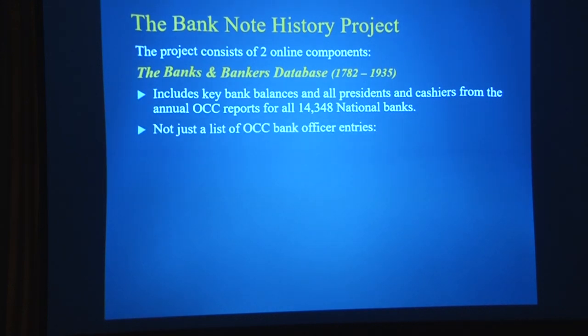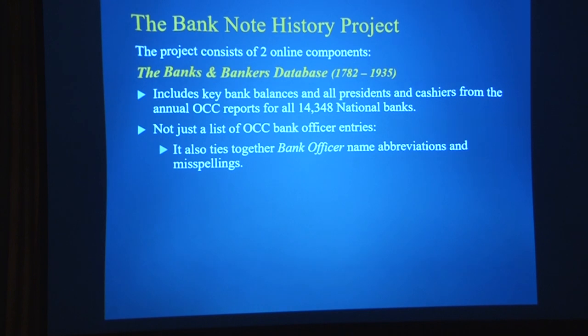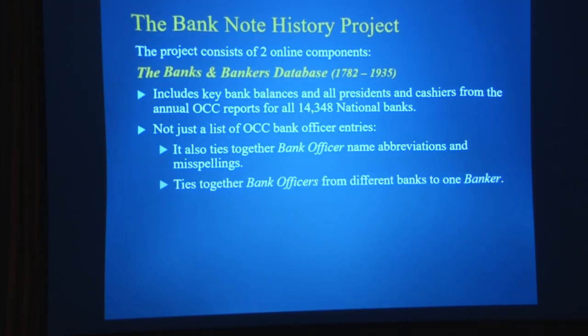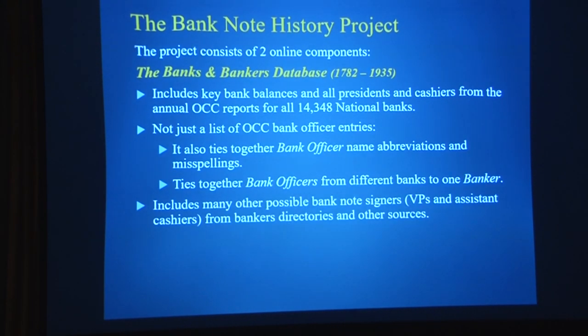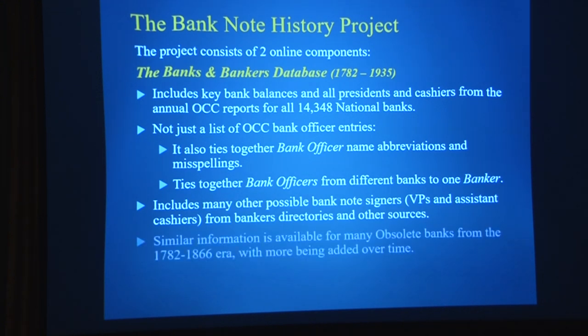And it's not just a list of the OCC bank officer entries. It also ties together bank officer name, abbreviations, and misspellings, and then ties together bank officers from different banks to one banker. I'll show you down the road how that works. It's easier when you see the data rather than just talking about it. And it also includes many other possible banknote signers, such as VPs and assistant cashiers, where we get the data from the bankers' directories and other sources like that. Similar information is available for many of the obsolete banks, with more being added over time.